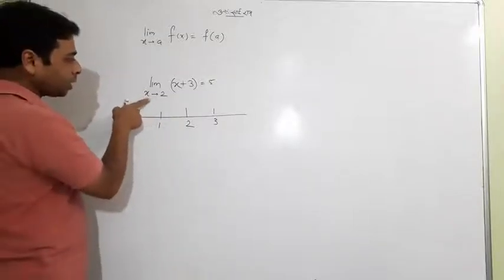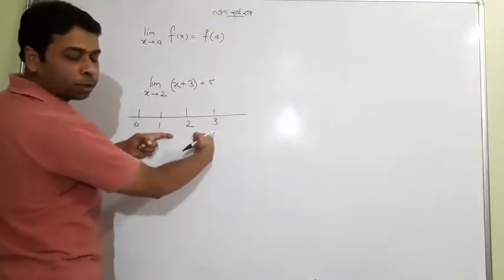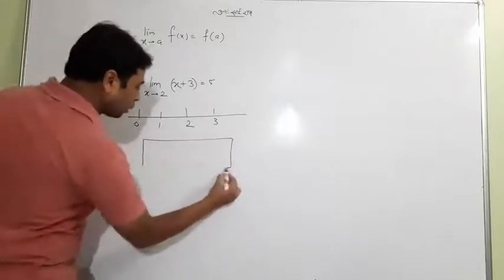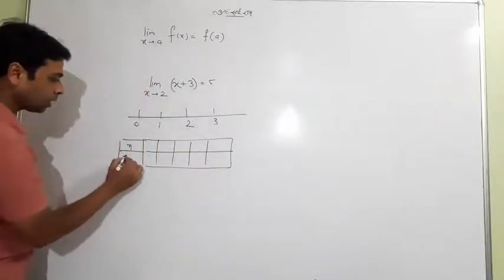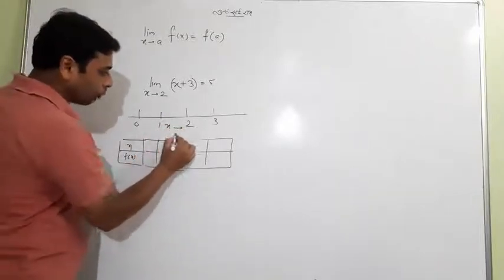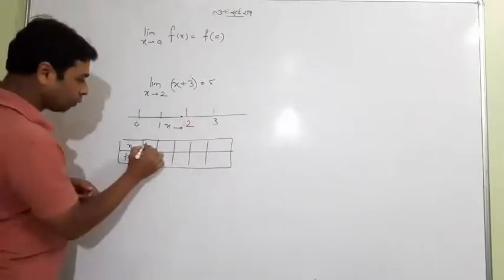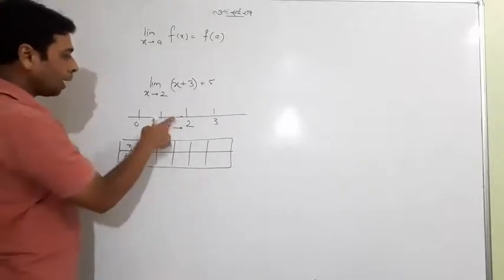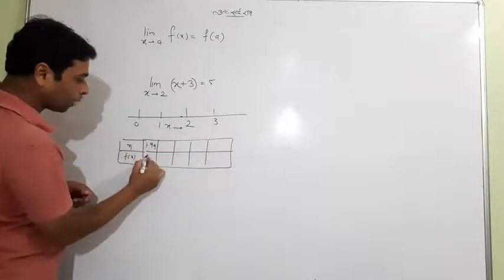So if I say that x tends to 2, x is going to 2 from which direction? Either x can come to 2 from the right direction, or x can come to 2 from the left direction. With a small value table, I can explain that. Suppose it is x and it is a function of x. When x is going to 2 from the left direction, what is its meaning? I would say the value of x is 1.99, suppose. So when you put 1.99, you will get 1.99 plus 3, which is 4.99.